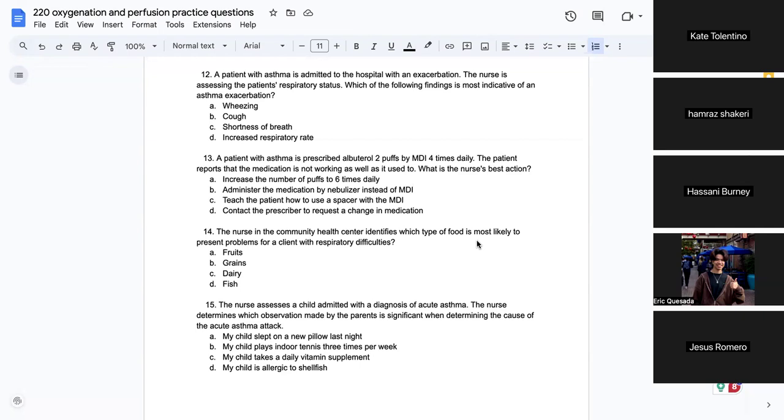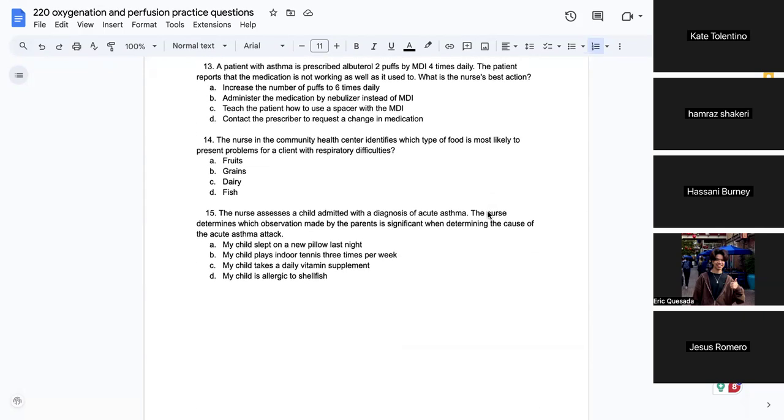Alrighty, so number 12, the correct answer is going to be A, wheezing. Wheezing is a high-pitched whistling sound that occurs when air passes through narrowed airways. It is the most common symptom of an asthma exacerbation. The other options are also symptoms, but wheezing is the most specific one.